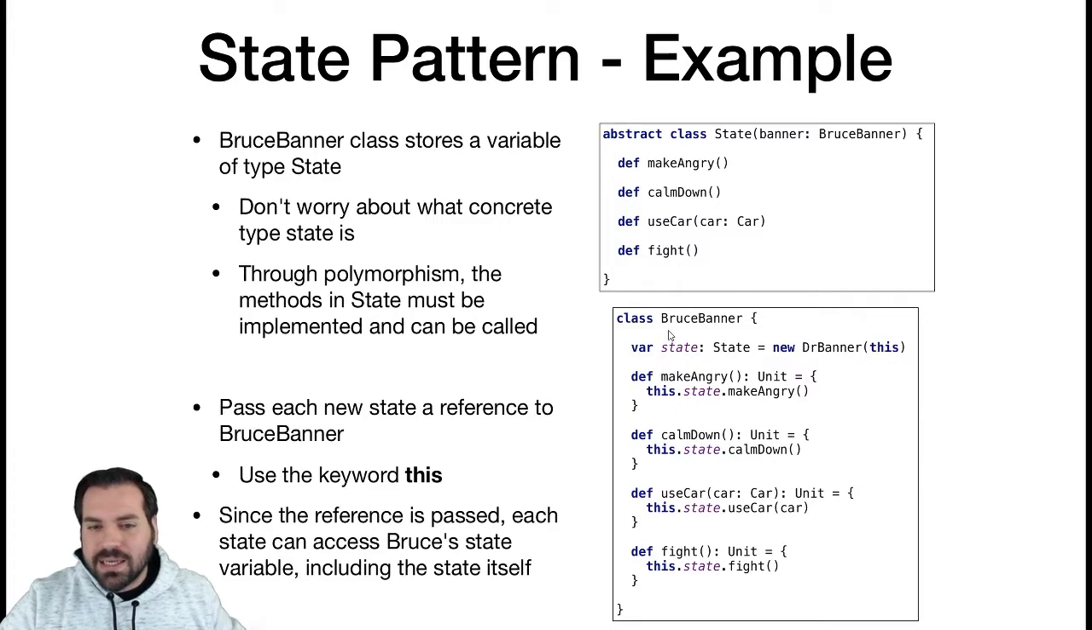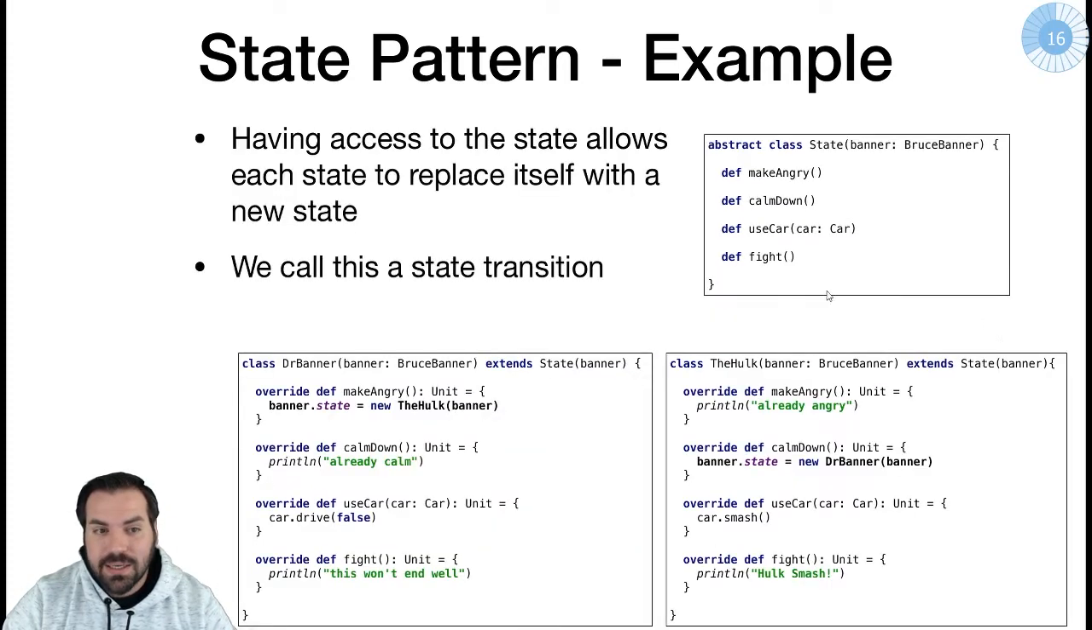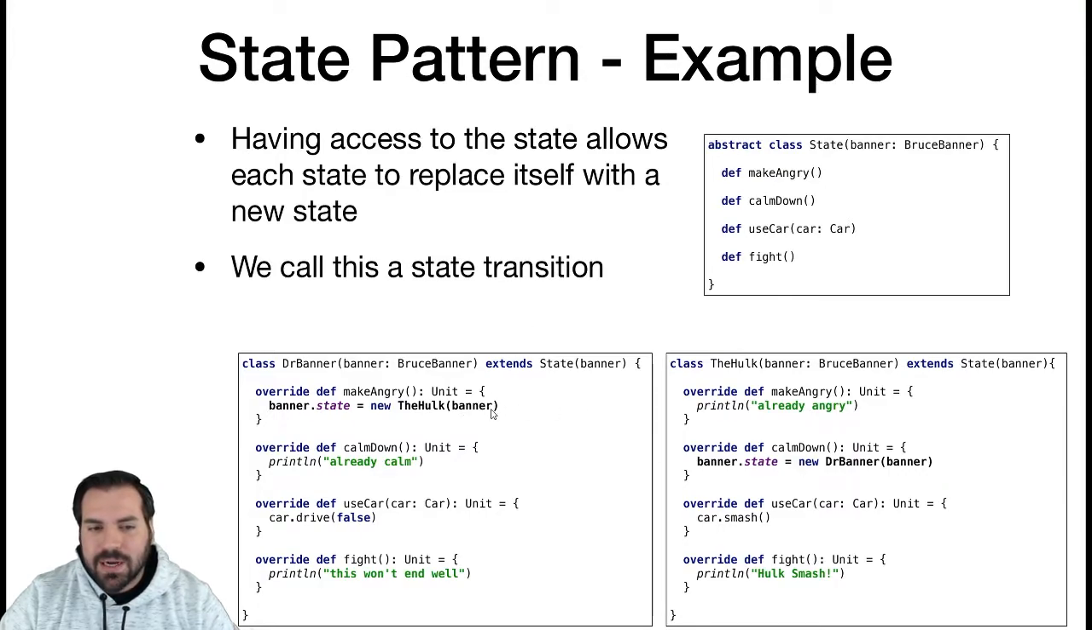So this is the Bruce Banner object. We're going to pass that to Dr. Banner, which is going to pass it to the state. And now we have a reference in this Banner variable to the Bruce Banner object that this state is attached to. And it's very important to be able to get our state transitions, which are these two lines that we're talking about.